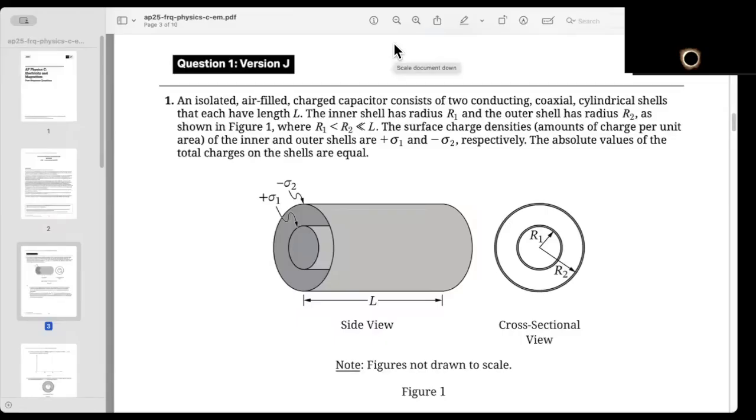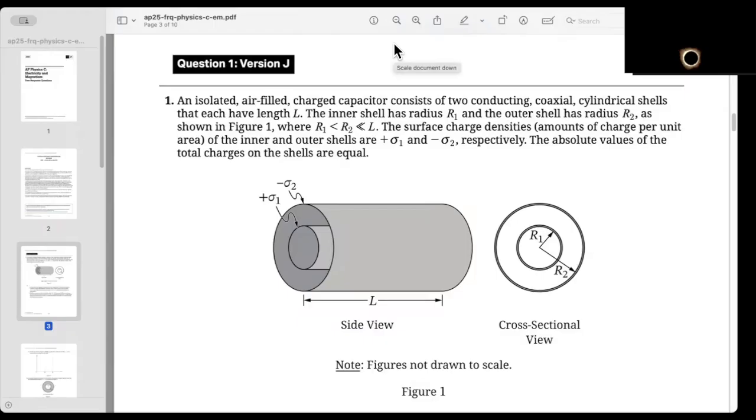All right, it is time for the Version J AP Physics C Electricity and Magnetism questions from 2025. This is my first time seeing them. They just released. I just saw them online on AP Central. So, let's go ahead and take a look. You'll get my first reactions and my first solutions to this.